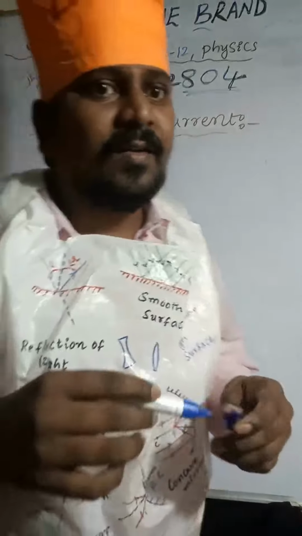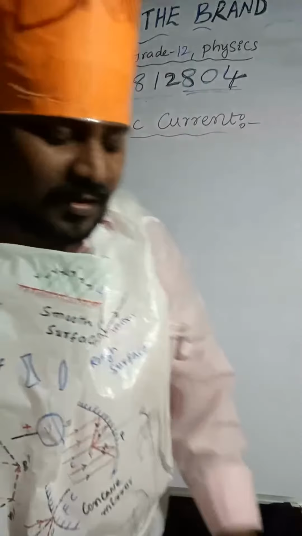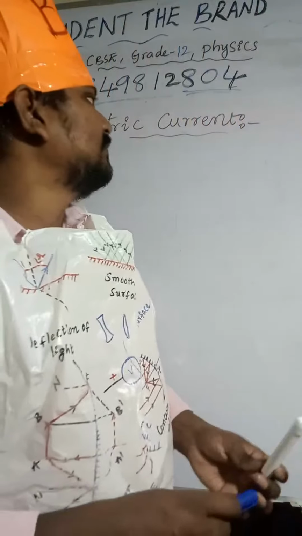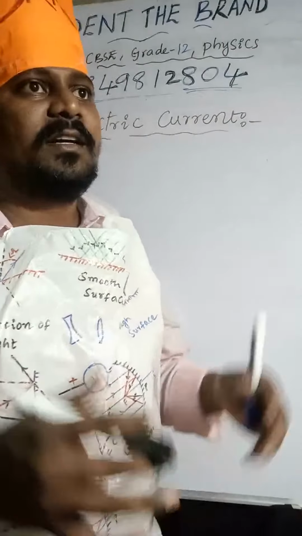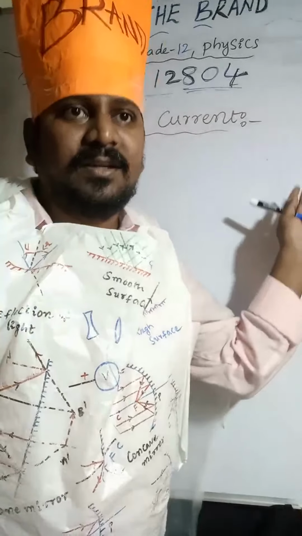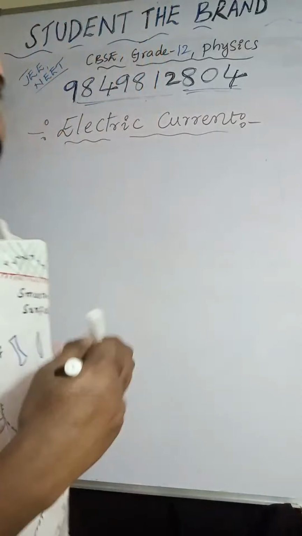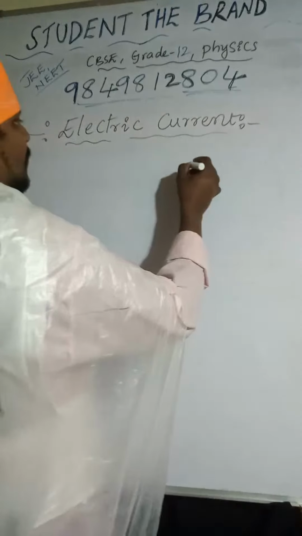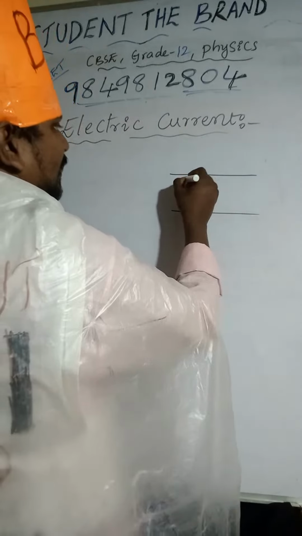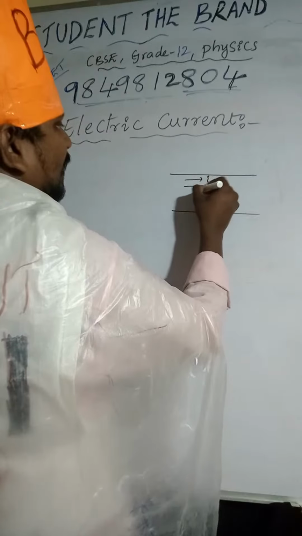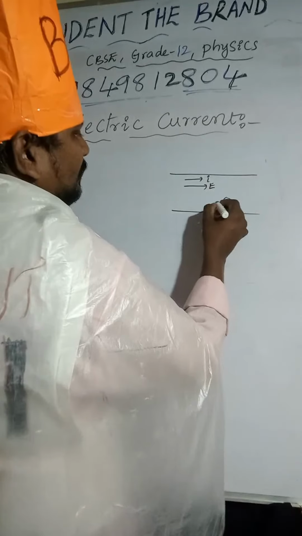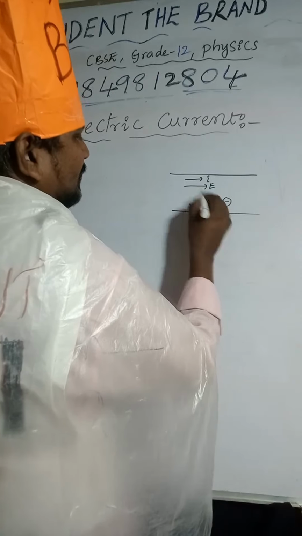Okay, done. Now we will discuss one more topic, that is current and drift velocity. Right? Then this is the conductor. Current is moving inside of it and an electric field is there. So the electron is moving with drift velocity.